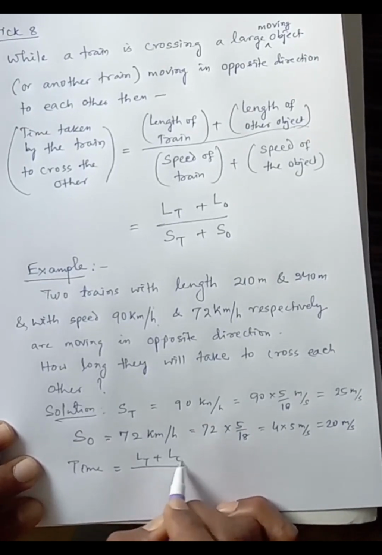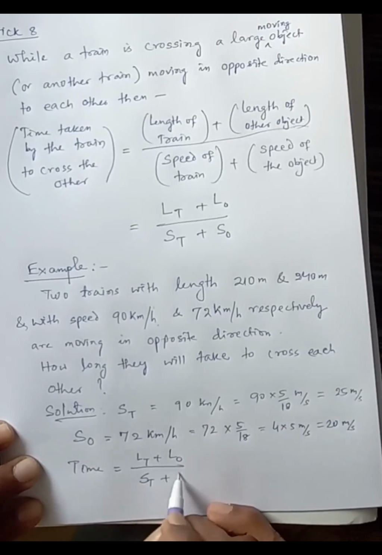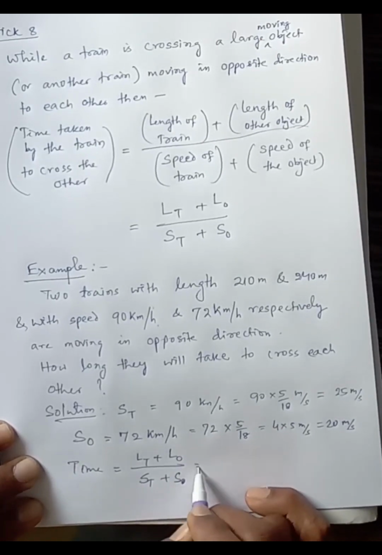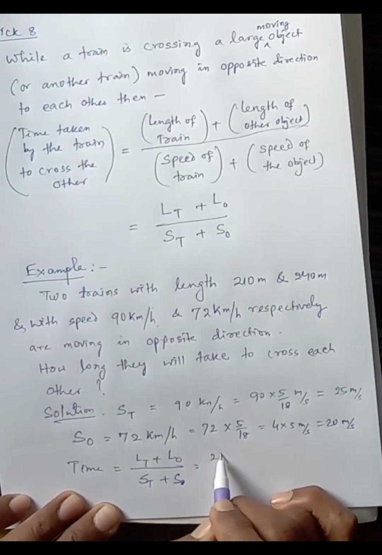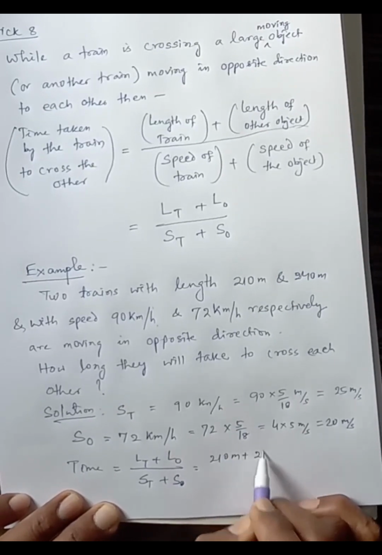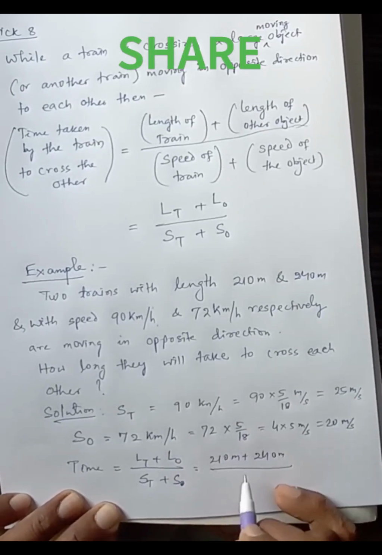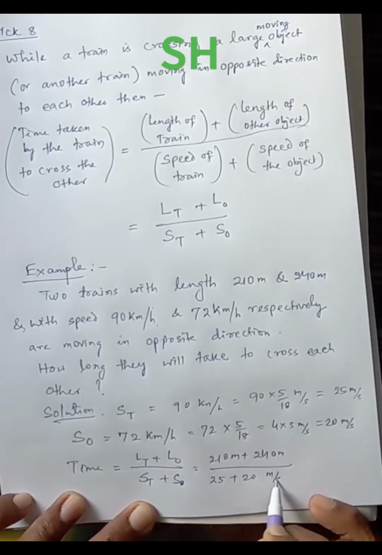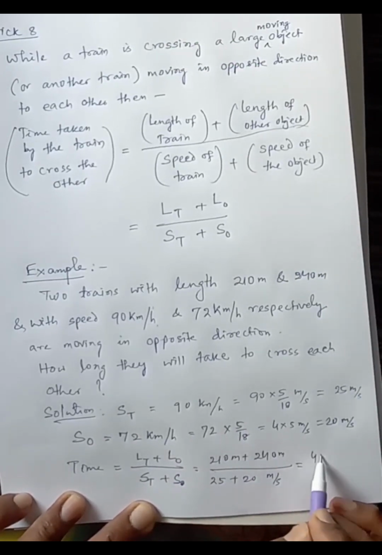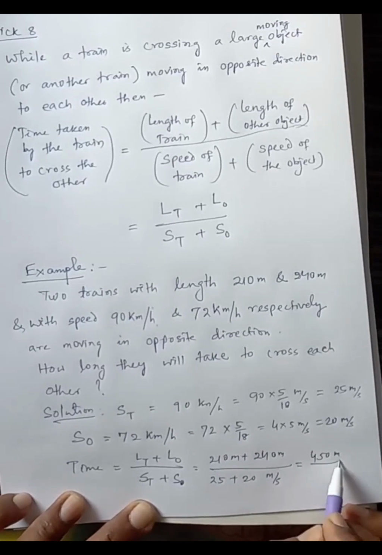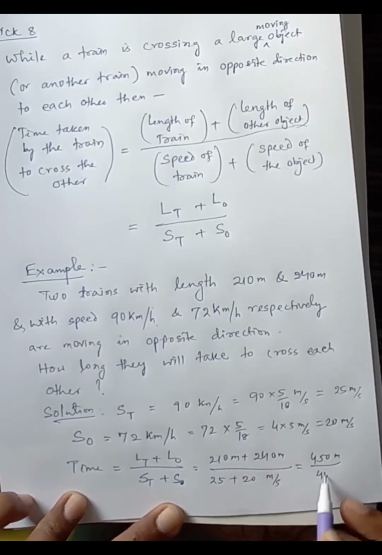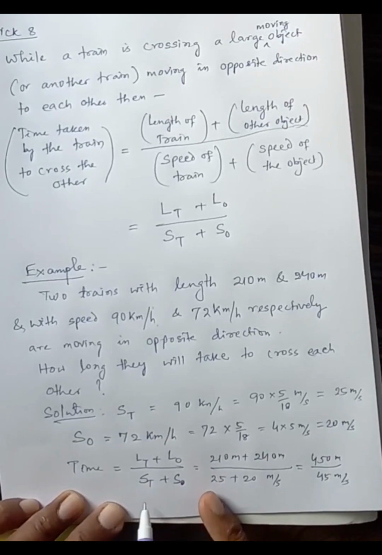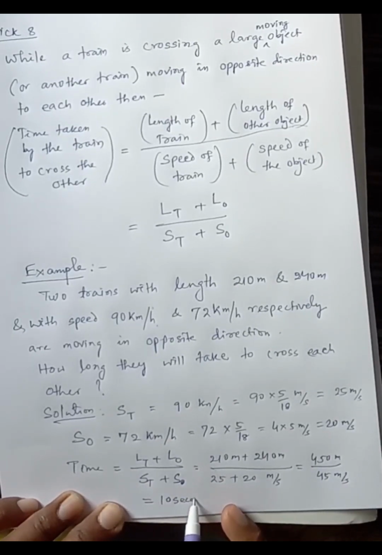LT plus LO divided by ST plus SO. This is equal to 210 meter plus 240 meter divided by 25 plus 20 meter by second. This is equal to 450 meter divided by 45 meter by second. This is equal to 10 second.